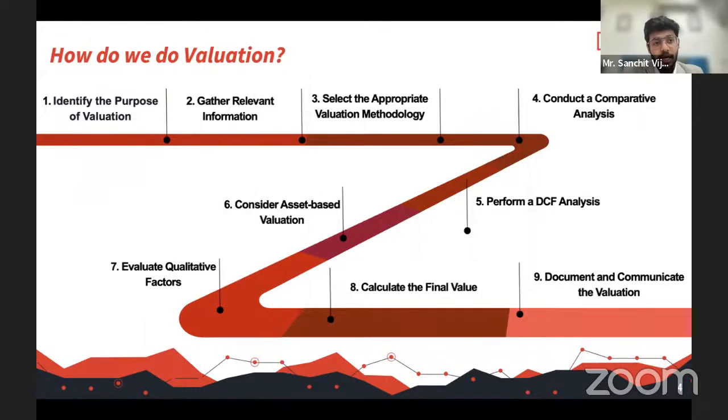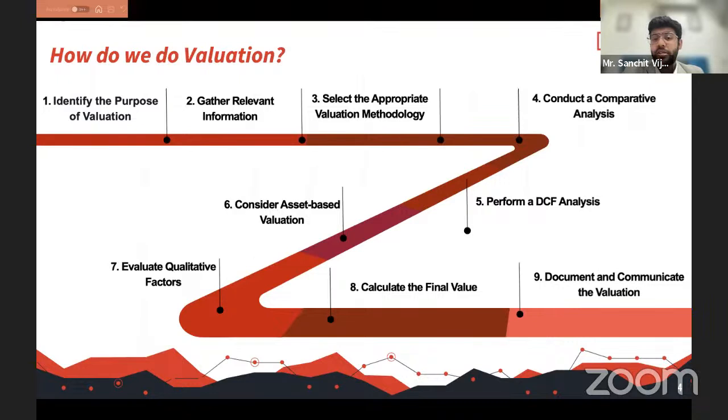The first is identifying the purpose of the valuation. Clearly, we have to always define the purpose of the valuation. Are we valuing the business for sale, or is it for investment purposes or for financial reporting? This understanding of the purpose will help guide our valuation methodology and the level of detail that is required.